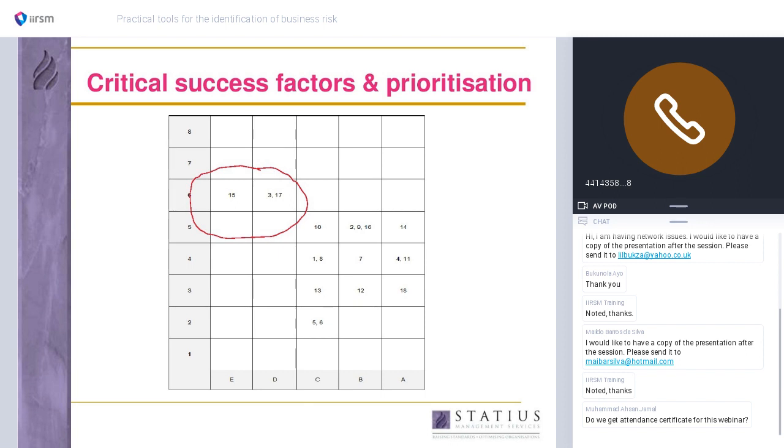So now we've identified, in our example, process 3, monitor competition, which hits 6 CSFs and has a quality rating of D. Process 15, select and educate and train suppliers, which again hits 6 CSFs and has a quality rating of E. And 17, identify, induct and retrain staff, also hits 6 CSFs with a quality rating of D. These are in the top left-hand corner with the red ring drawn around them.